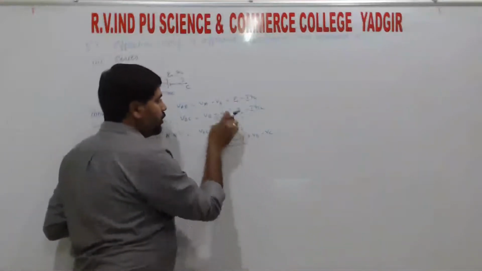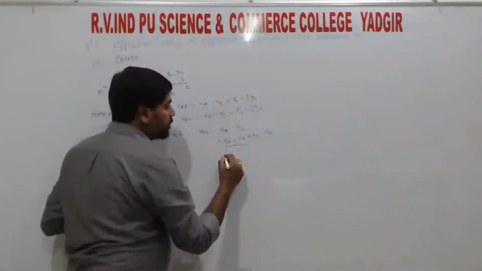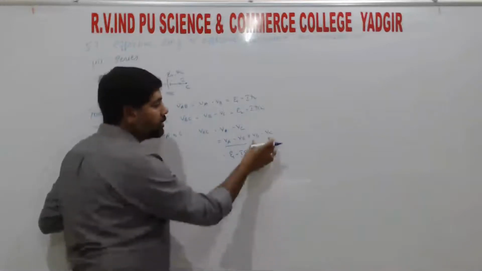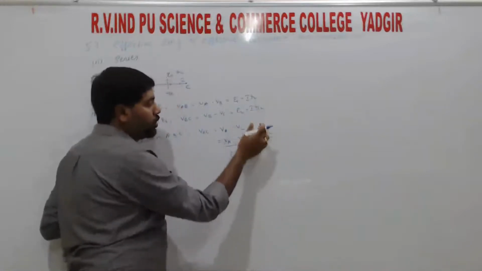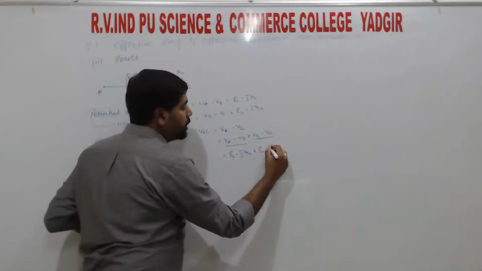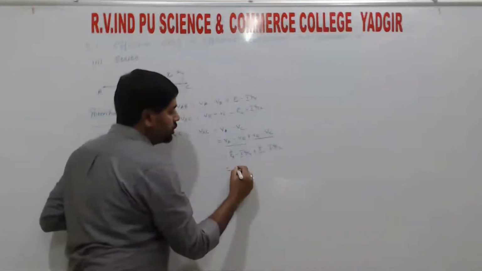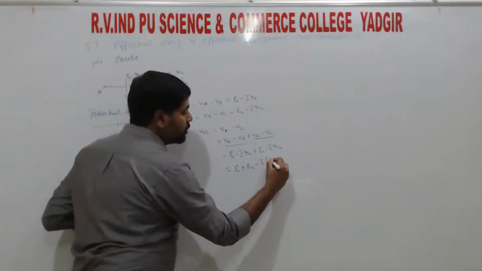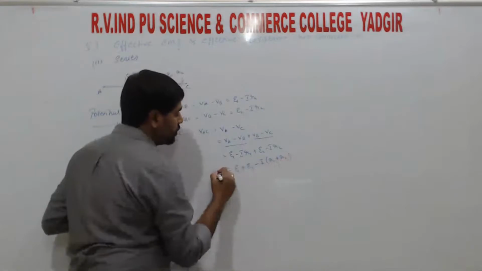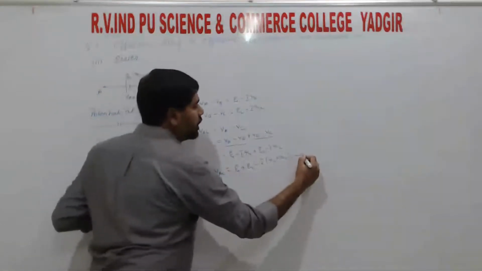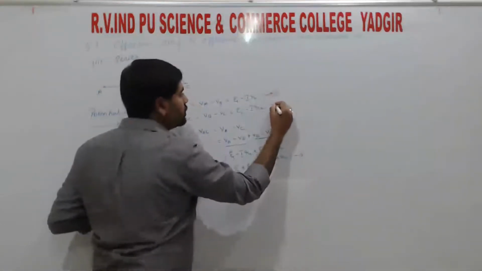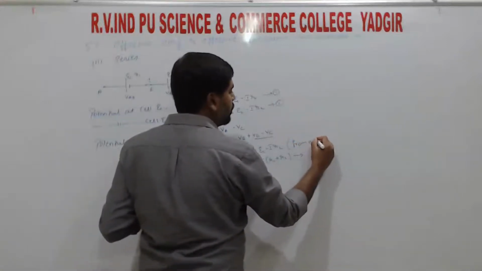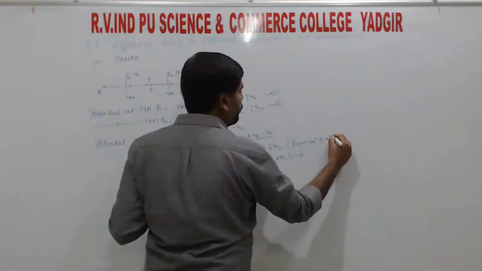So VA minus VB we can write as E1 minus I R1, right? In the same way VB minus VC, we can write plus E2 minus I R2, right? So rearranging, E1 plus E2 minus I common, R1 plus R2. So this is the potential across VAC, right? So calling this as first, second, from equation 1 and 2 we can write like that.